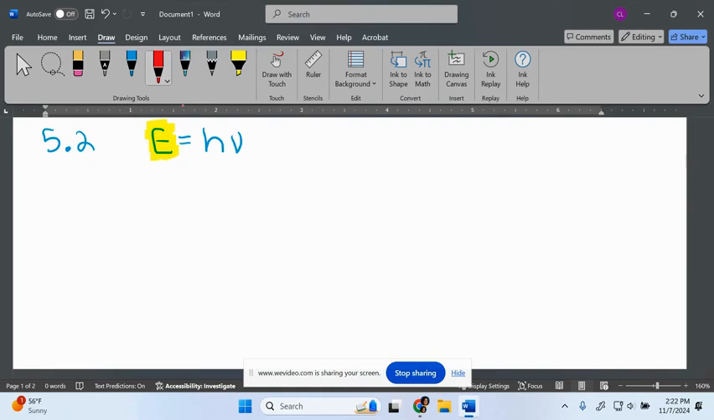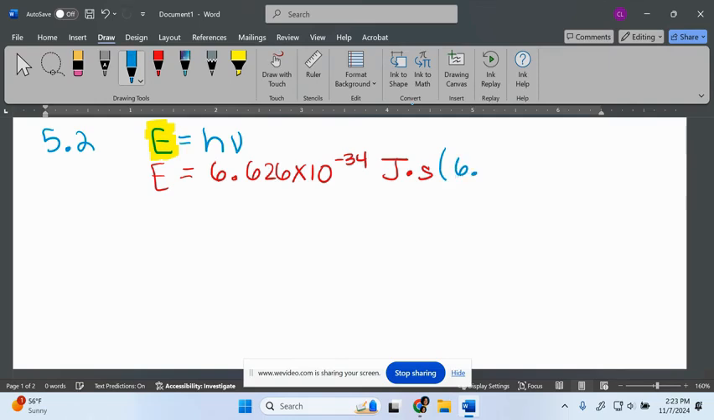Okay. I'm going to start off with Planck's constant. Planck's constant is given to you on the formula sheet. That is joules times seconds. I'm then going to multiply by the frequency that was given in the problem. So all I'm doing is taking that number from the quiz and just rewriting it.